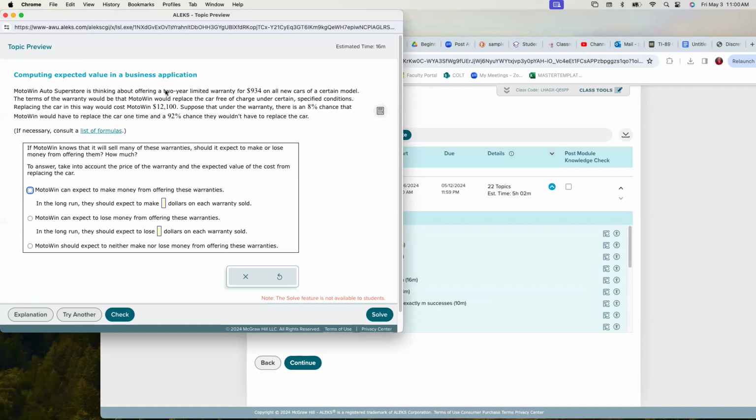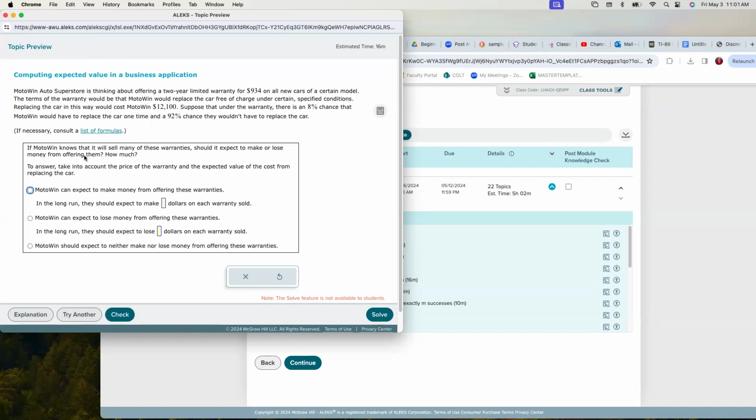Here we have a company offering a 2-year limited warranty for $934 on all new cars. The terms of the warranty would be that they would replace the car free of charge under certain specified conditions. So it's costing them $12,100 to replace this, and there's an 8% chance that would happen, and a 92% chance it wouldn't. So we only have 2 probabilities here.